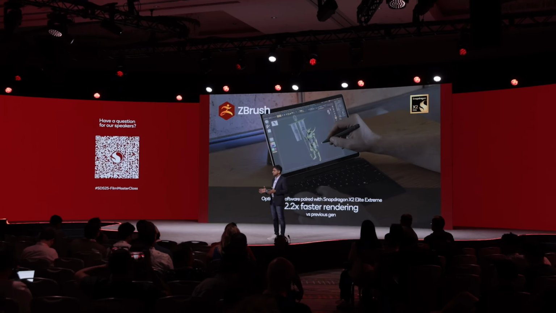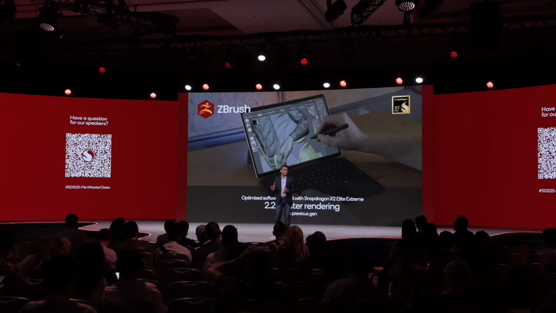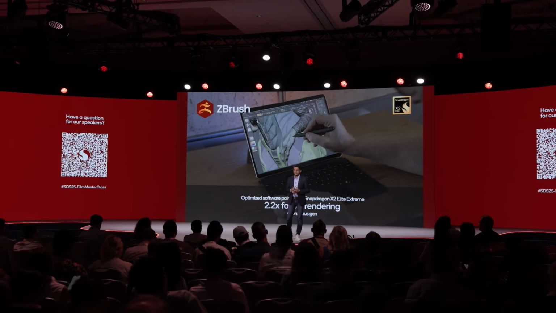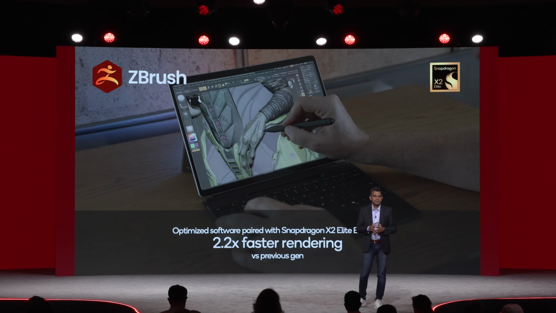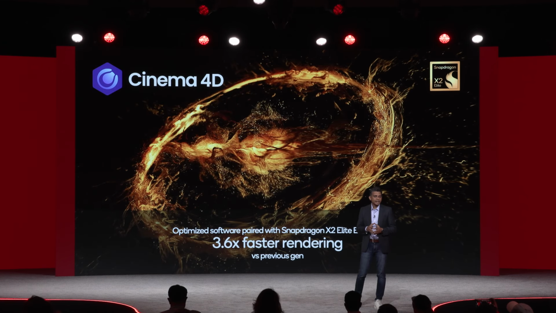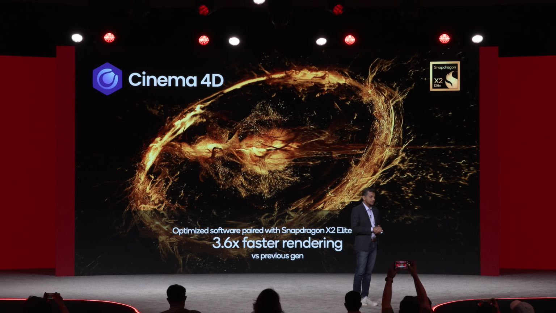This means in ZBrush, the brush seems extremely responsive. With the performance of the Snapdragon X2 Elite and all the optimizations that we have done with Maxon, now you can get up to 2x better performance versus our previous platform. In Cinema 4D, the animation and rendering can be done up to 3.5 times faster versus our previous generation.